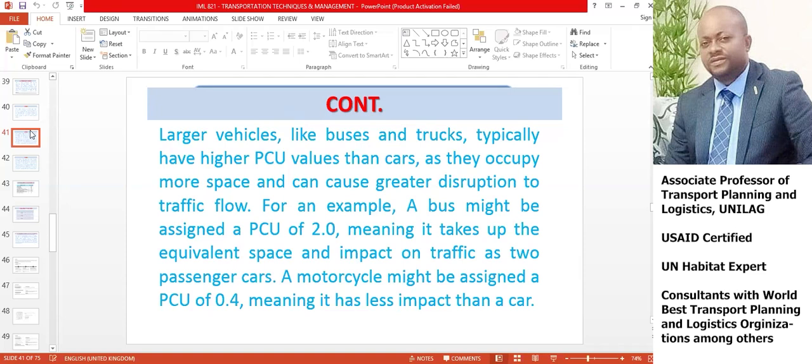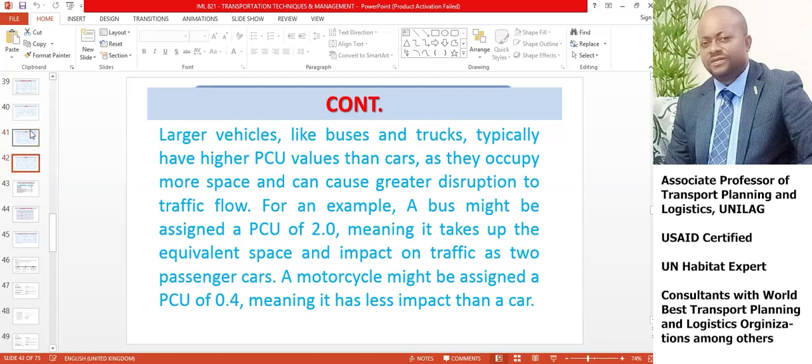Yes. A bus might be assigned a PCU of 2, for example, meaning it takes up the equivalent space and has the impact on traffic of 2 passenger cars. A motorcycle might be assigned a PCU of 0.4, meaning it has less impact than a car.